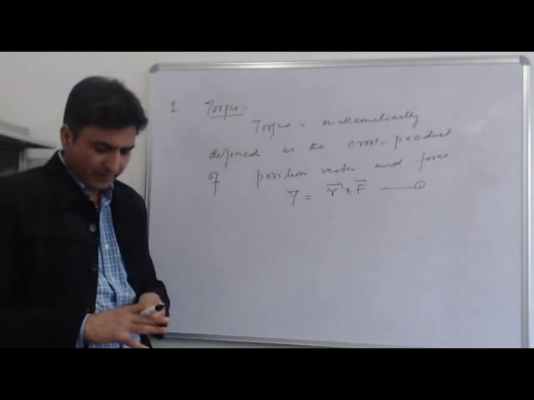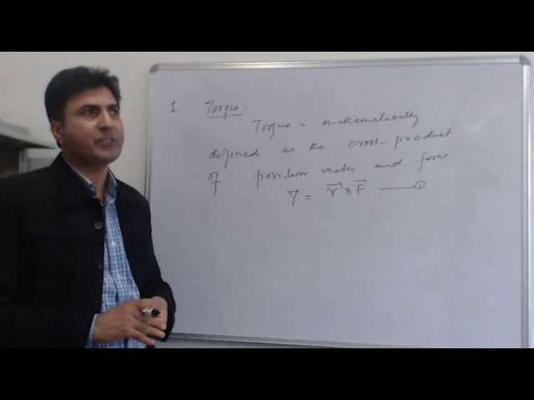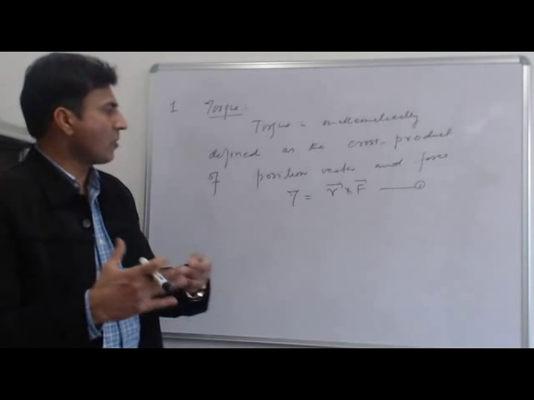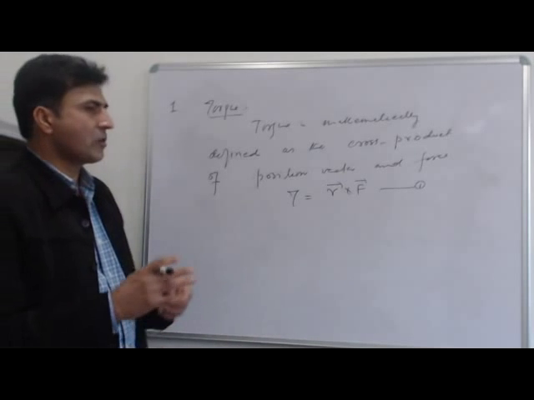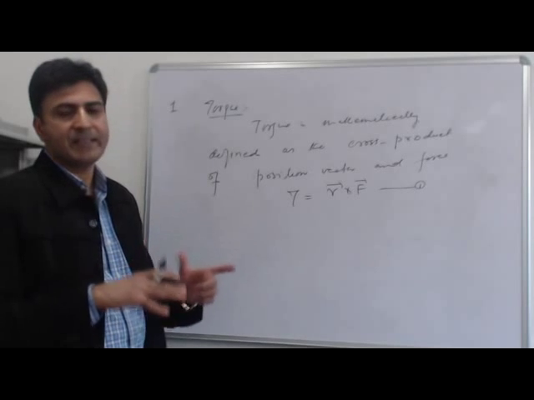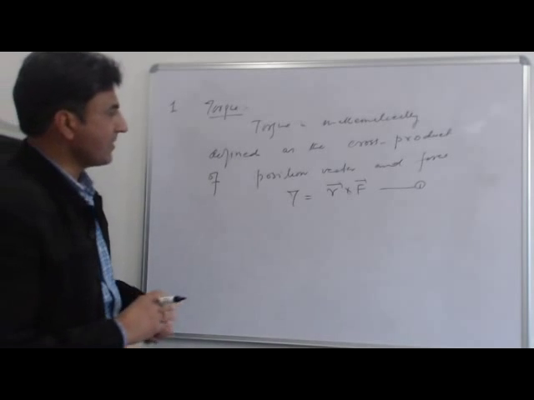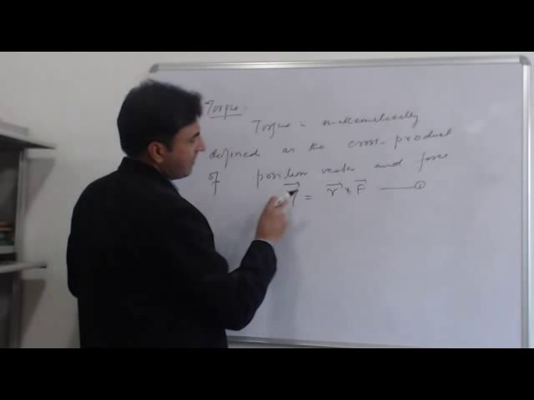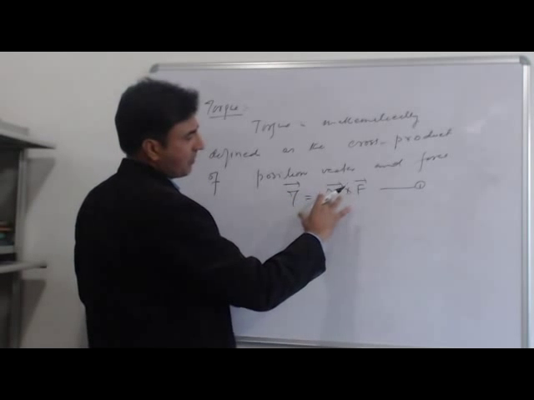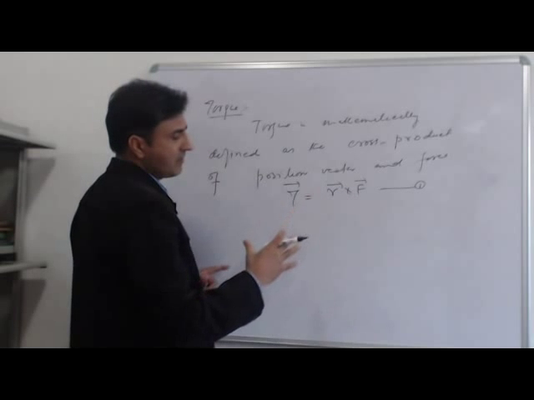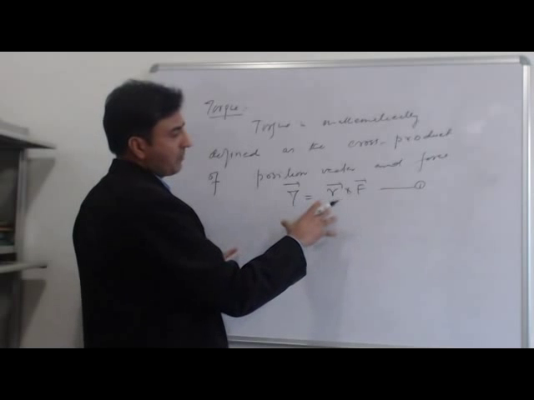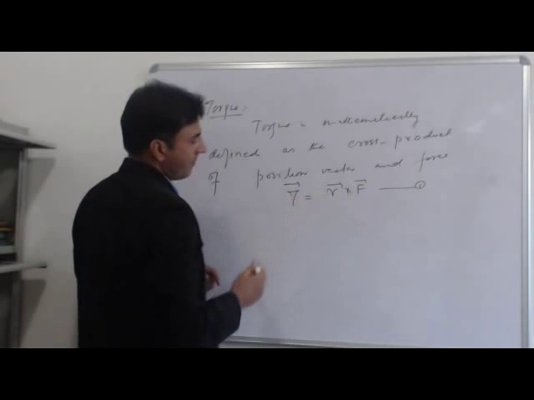Basically, torque is a mathematical agent which causes the change in angular momentum. If there is a torque on a system, we can say that the angular momentum of that system will change. It is a vector, and its direction is given by the cross product of R and F. That is, the direction of the torque is perpendicular to the plane formed by R and F.